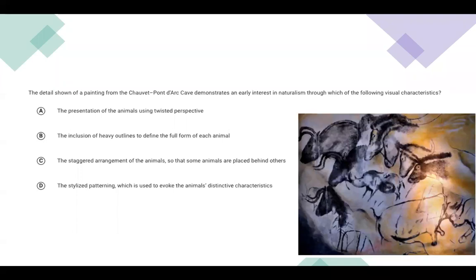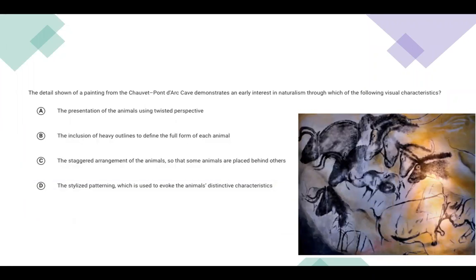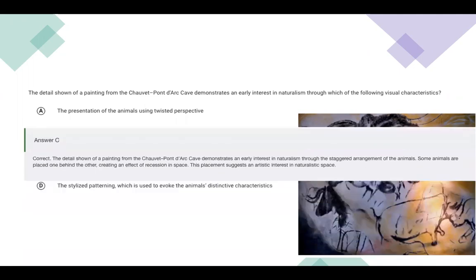All right, the detail shown of a painting from another French cave demonstrates an early interest in naturalism through which of the following characteristics? Presentation of the animals using twisted perspective, the inclusion of heavy outlines to define the full form of each animal, the staggered arrangement of the animal, so some animals are placed behind others, the stylized patterning, which is used to evoke the animal's distinctive characteristics. And the answer is C, so the overlapping. They described overlapping in a different way.